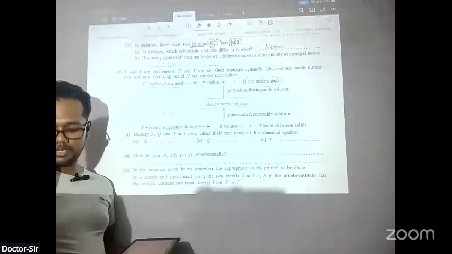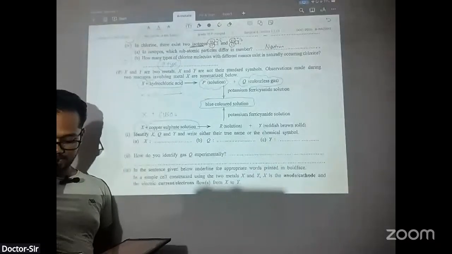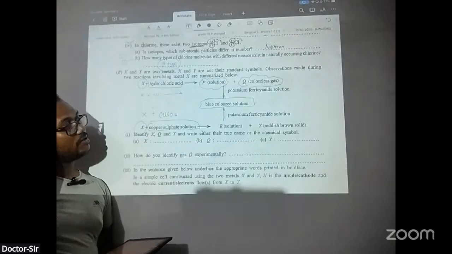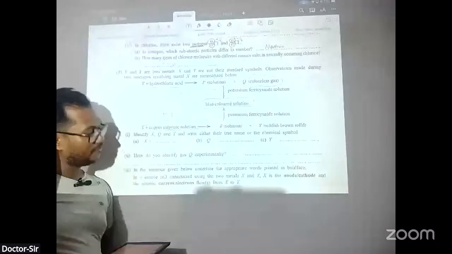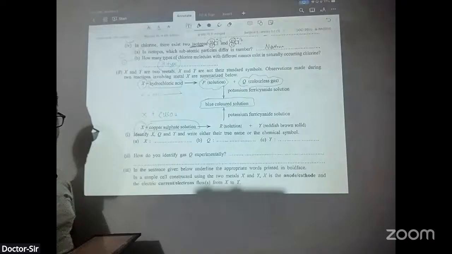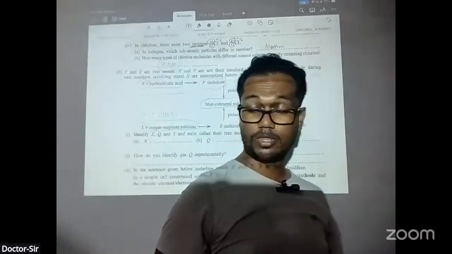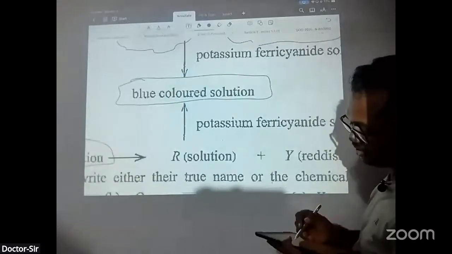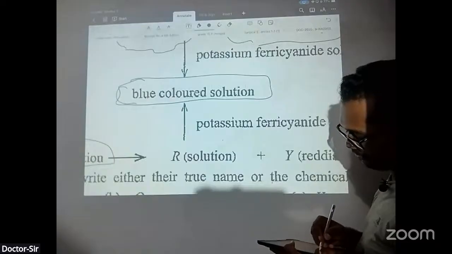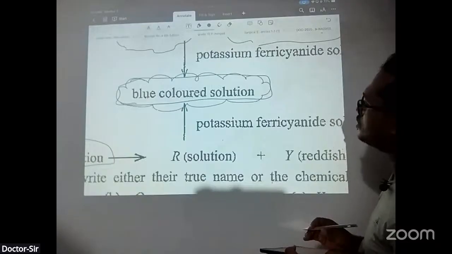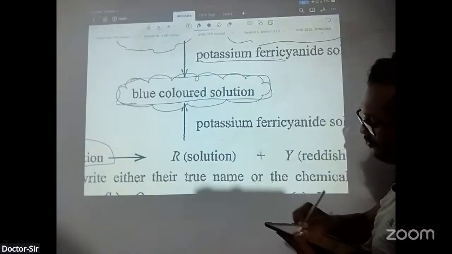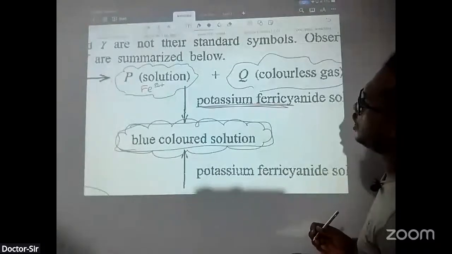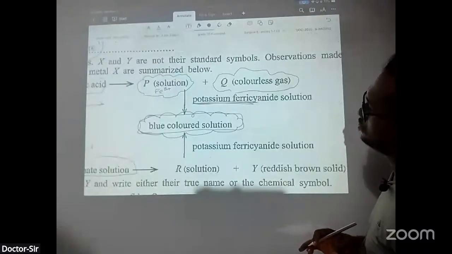It also gives a blue color solution. So what is this potassium ferricyanide? Again, identify what iron. You should know that, then only you can find out this thing. Before the blue color solution was formed, whatever things were prepared that form the blue color solution with the potassium ferricyanide, definitely it should have Fe2 plus.